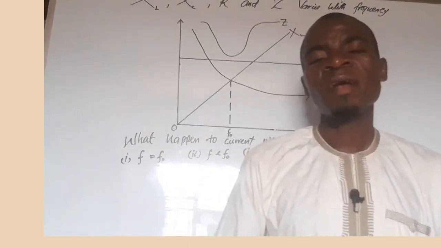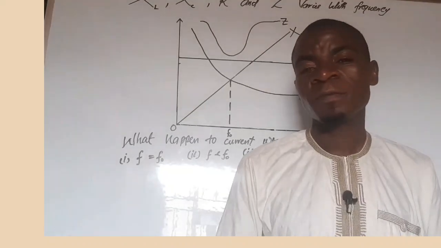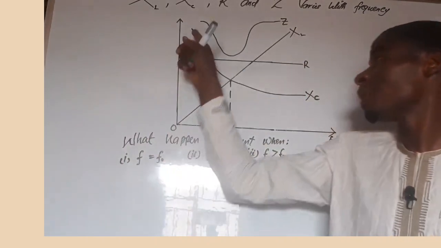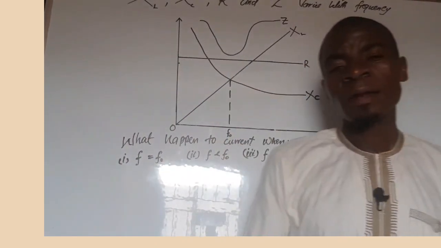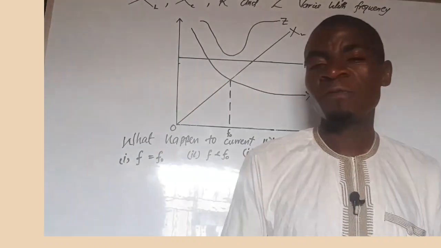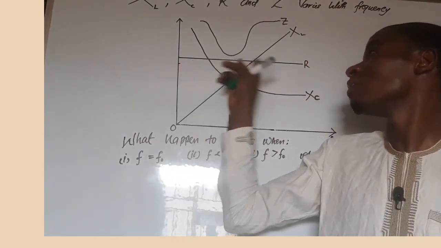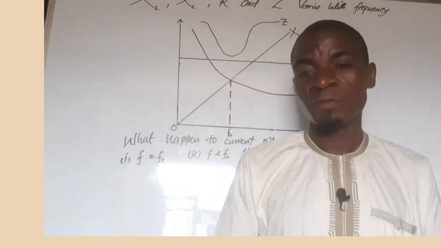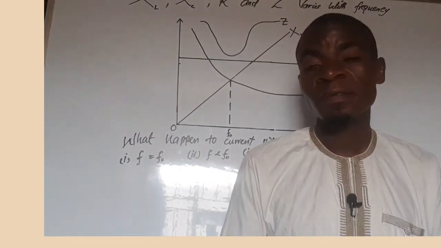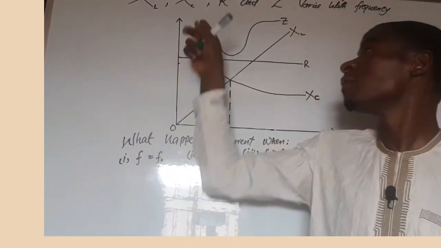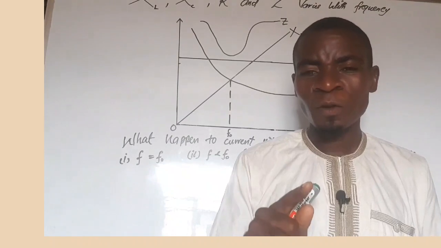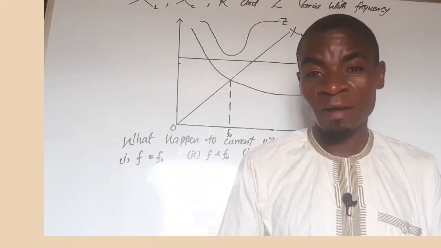And if you plot a graph of capacitive reactance against the frequency, you're going to obtain a parabola. And if you plot a graph of resistance against the frequency, you just obtain this straight line. And if you decide to plot the graph of impedance against the frequency, this is the shape you're going to obtain. But there is something special about this graph.